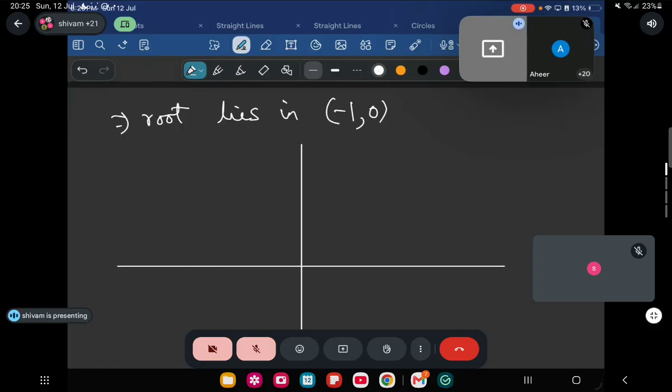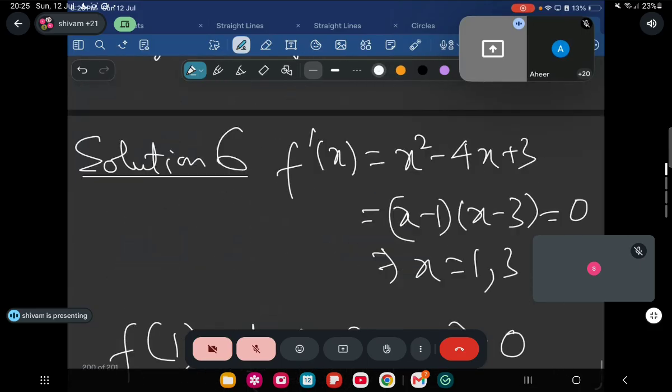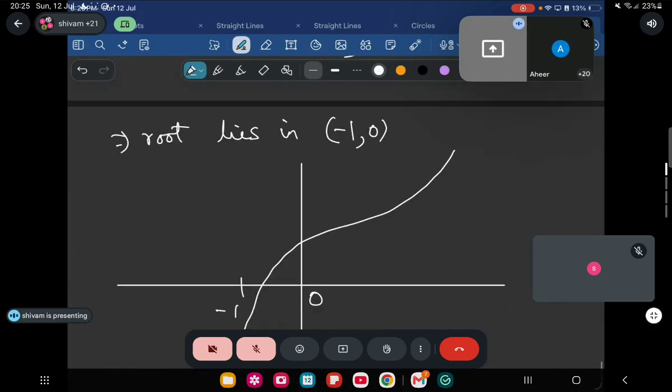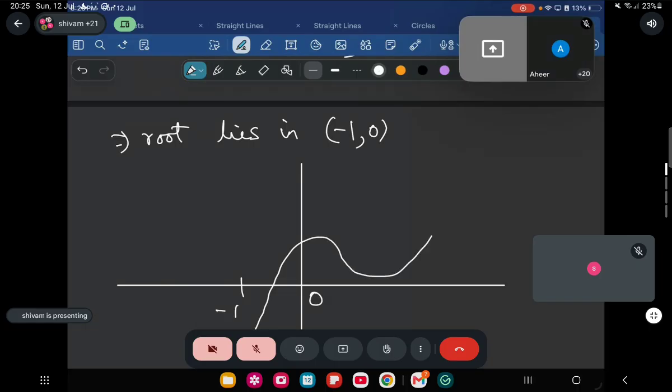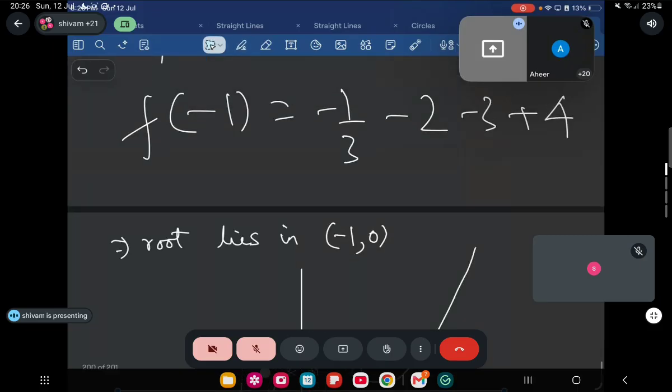The graph will look somewhat like this. This is 1 and this is 3. Oh, sorry, this is minus 1, and 0. The graph has maximum and minimum at 1 and 3, right? So everyone, over here, what is the greatest integer? The greatest integer of the root will be equal to minus 1.